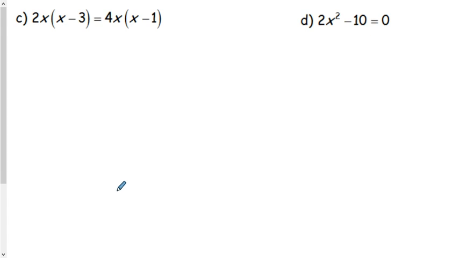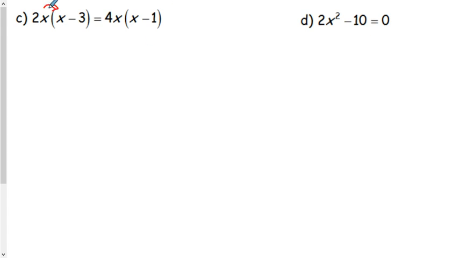What if we had something like this? Is this something you think you could try? Try multiplying through the brackets first, move everything over to one side, collect all your like terms, see if you can figure out this one. Go for it. Okay, you're back. Here we go.